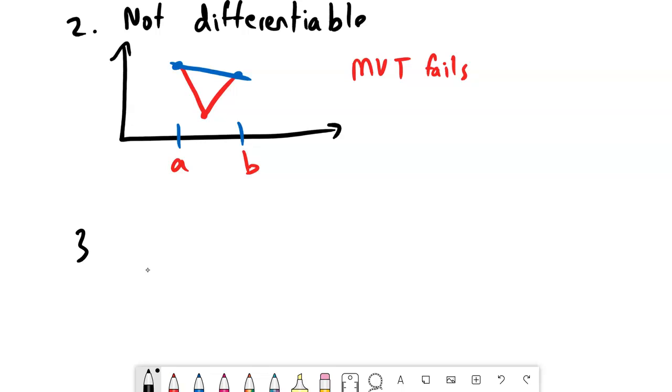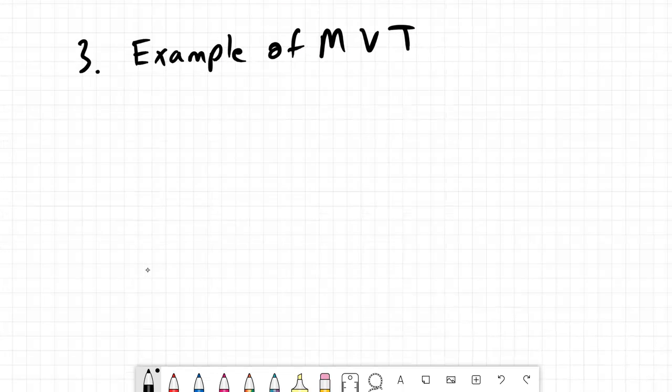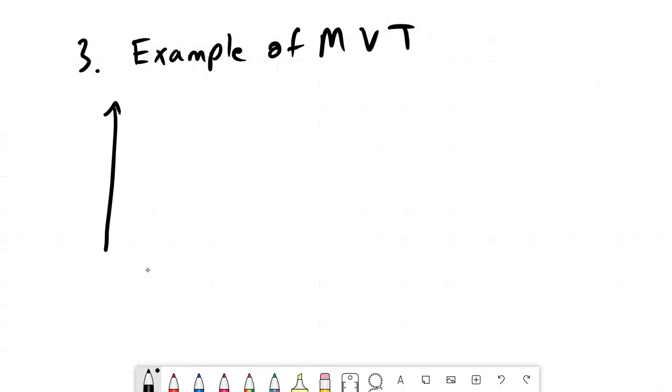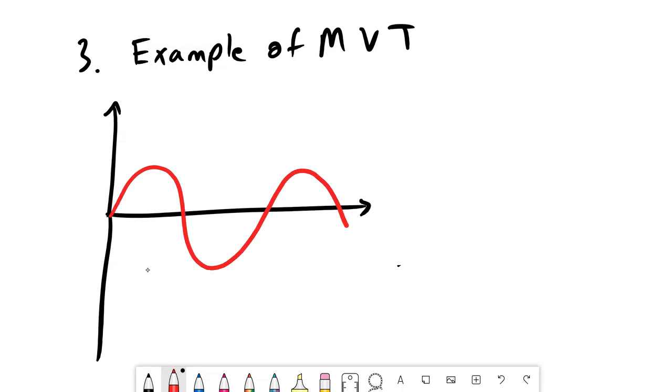So let's look at a couple of examples where the mean value theorem actually holds. The first example is the sine function. The sine function looks something along the lines of this. And we can pick any points. So I can just take, let's say here, and let's say here. So right here and right here.